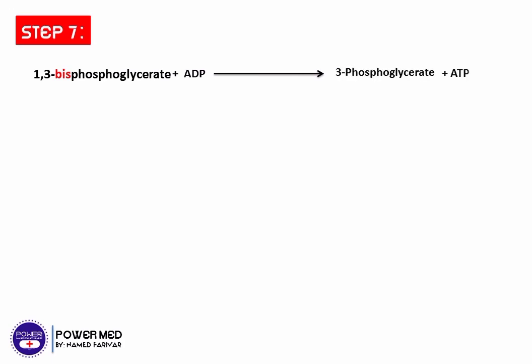Step 7 of the glycolysis is very important: 1,3-bisphosphoglycerate reacts with 1 molecule of adenosine diphosphate inside the cell to produce 3-phosphoglycerate and the first ATP of this series. This reaction is catalyzed by phosphoglycerate kinase, and again kinase enzymes are related to the transferring of a phosphate group, which in here is taken from 1,3-bisphosphoglycerate and attached to ADP to make it ATP.